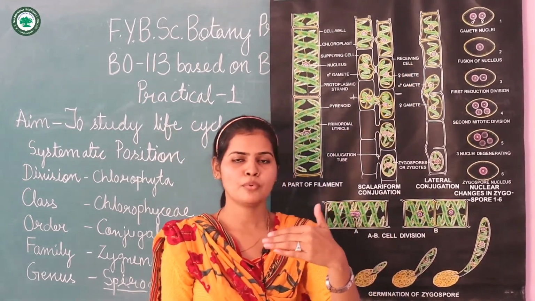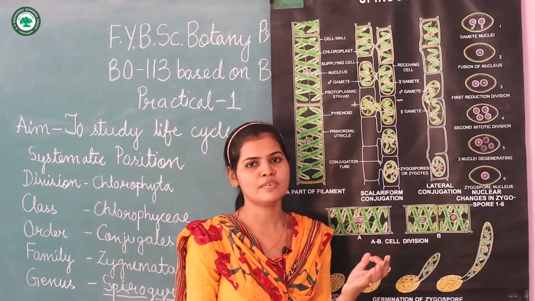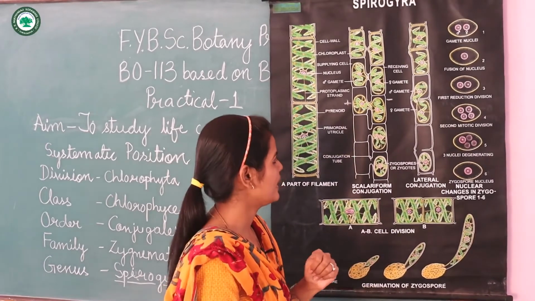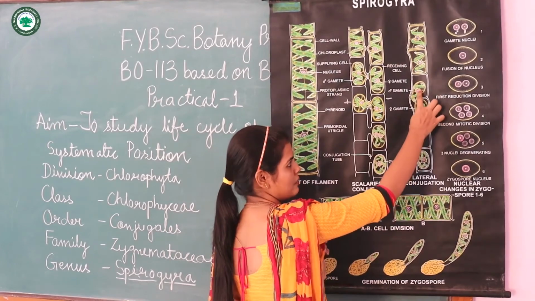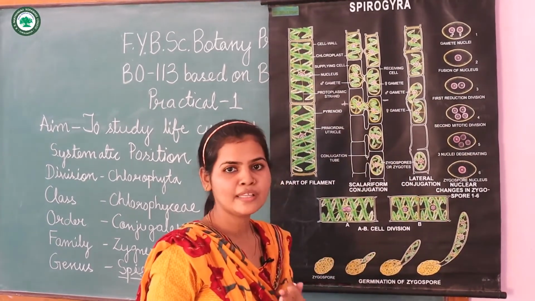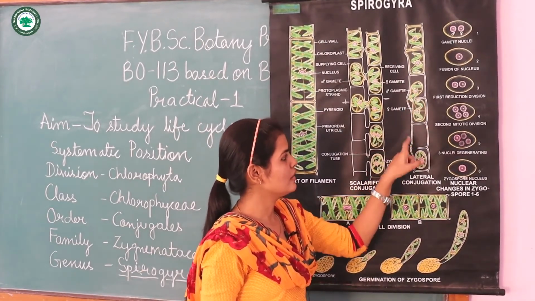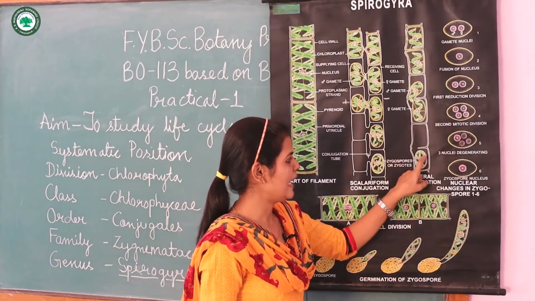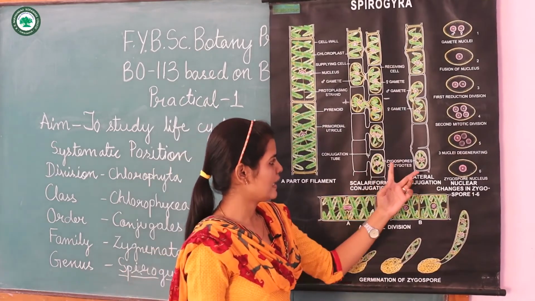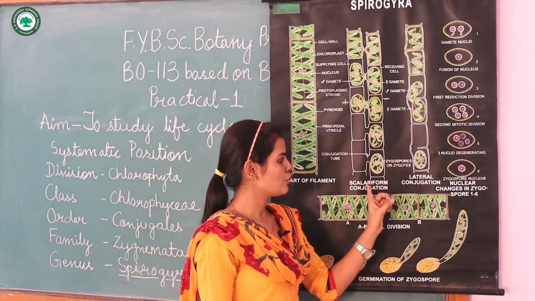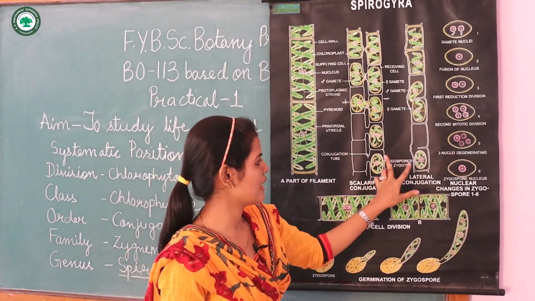So the two side by side cells, one is acting as positive and the next is acting as negative. From the positive to the negative, all the material, that is the cytoplasmic and the nuclear material, will flow from one cell to the other cell. After that, one cell will become empty, and there is a formation of a zygote or zygospore.